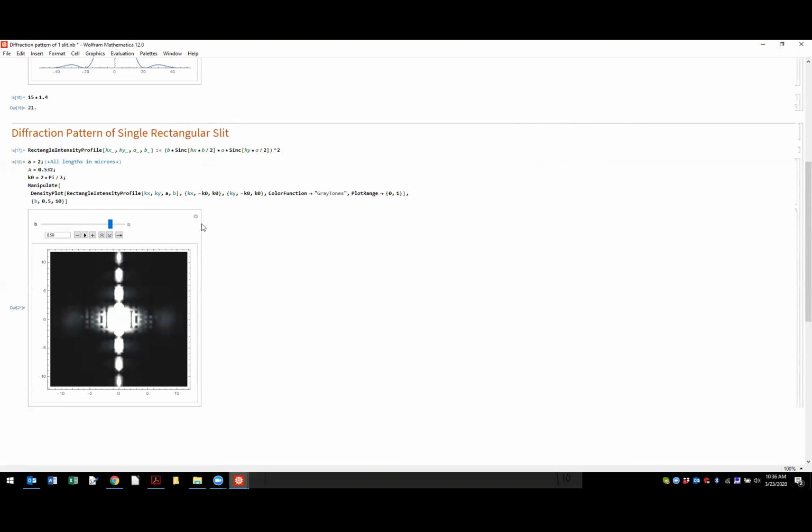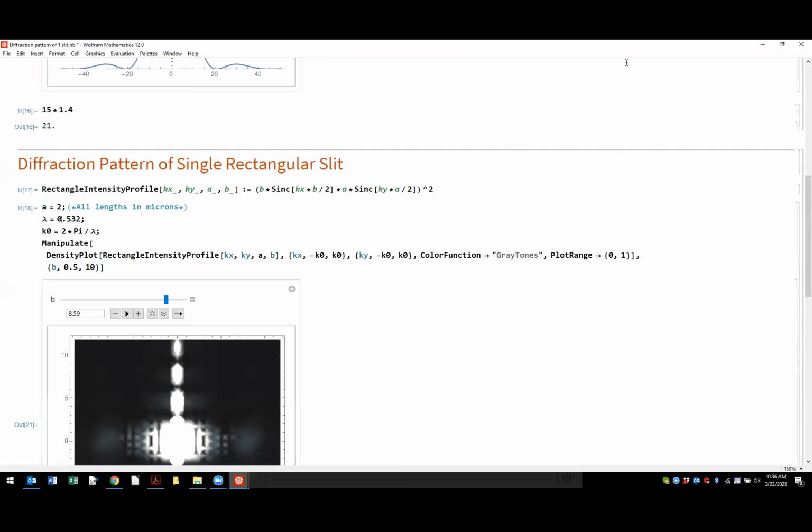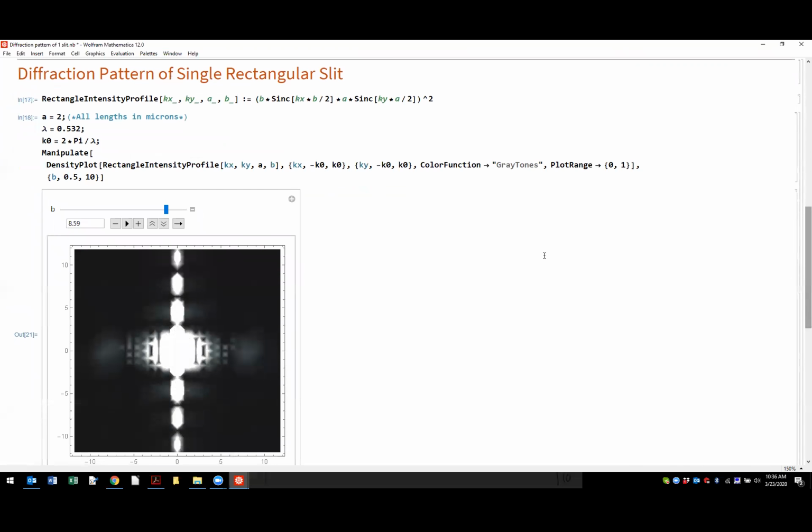Let's play with the magnification here. All right, that's one thing you should notice. You should notice that we've got these bright colors. You should notice that we've got this pattern of spots. We've got spots both vertically and horizontally.